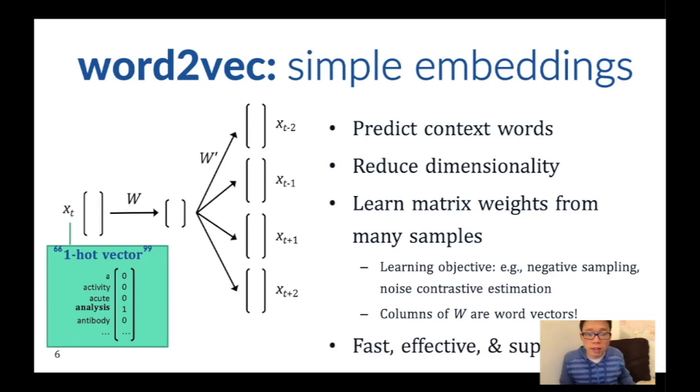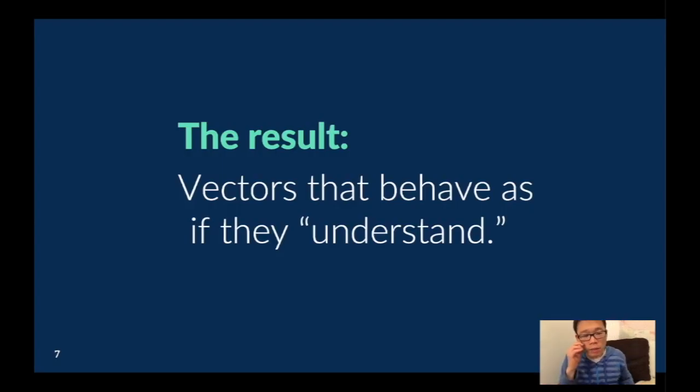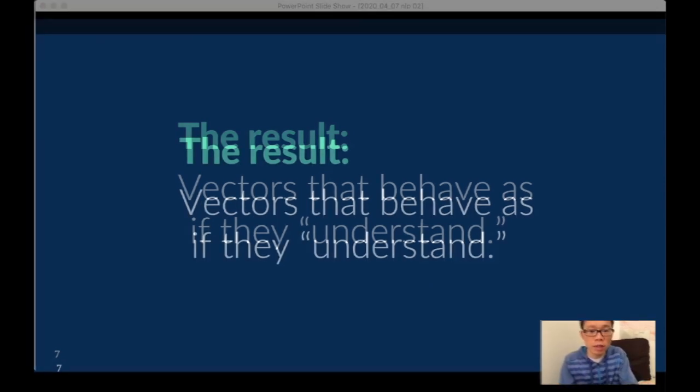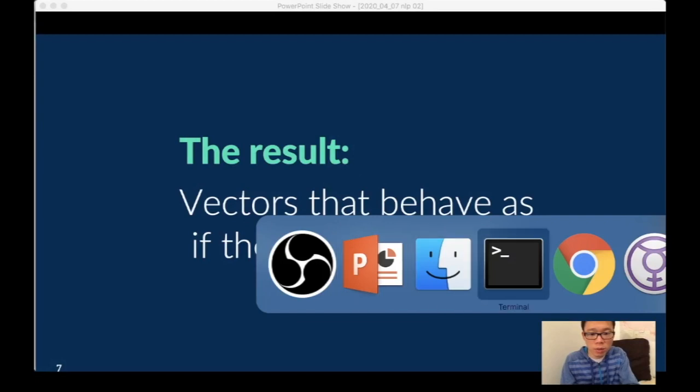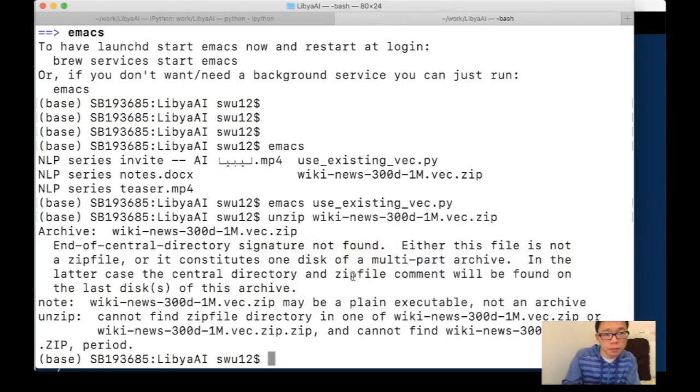Now, Word2Vec is really popular. It's very fast. It's effective in a lot of ways. It does a lot of cool things, but it's also been superseded by lots of other cool models. It's been extended, there's been a lot of other things, and we'll talk about that. The result is basically that vectors behave as if they understand people. So what I'm going to do is pull up a terminal here, and let me just show you.